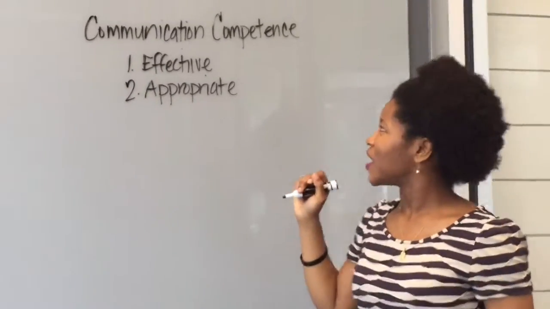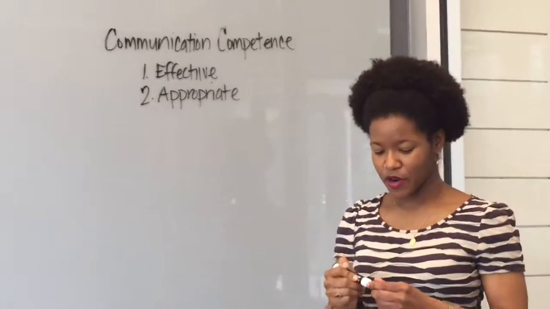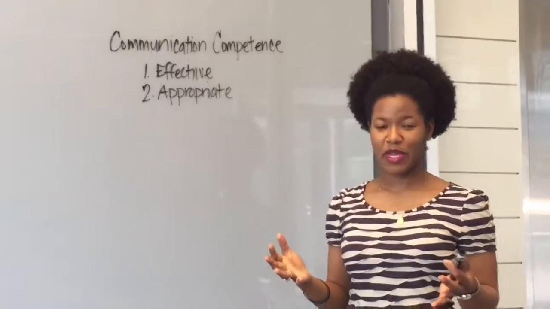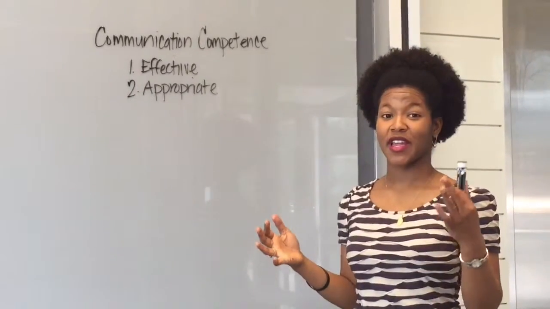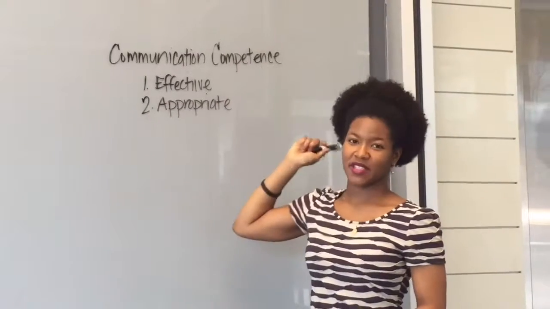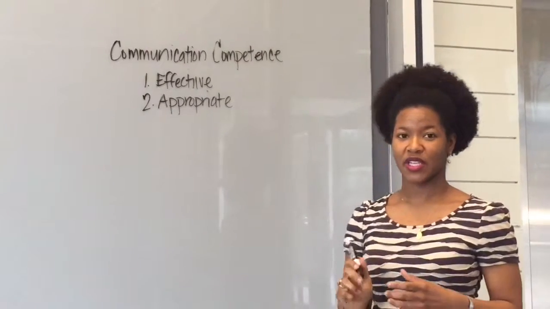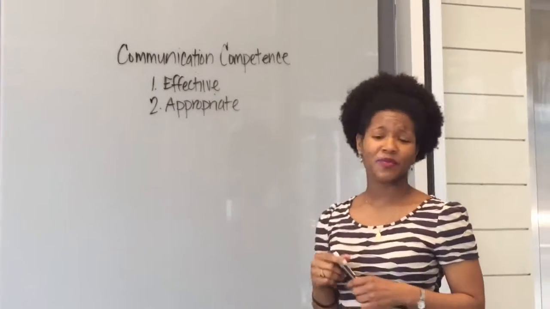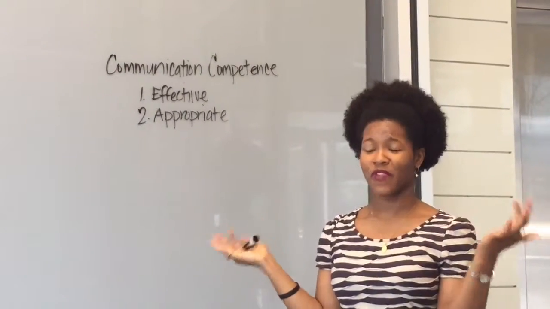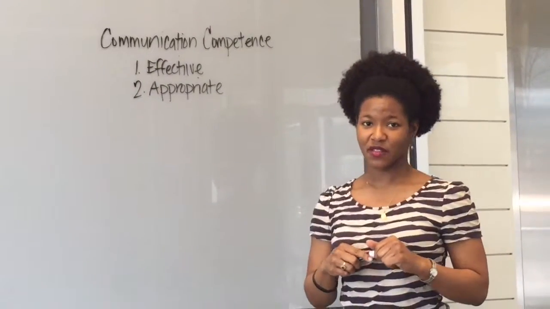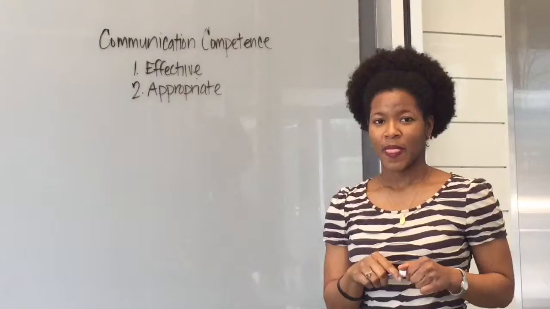Okay, so there is one other part of the communication process that it is important to be aware of as a communicator and especially as a public speaker, and that is competence. How to be competent in your communication. So there are really just two factors involved in being competent. One is being effective and one is being appropriate.